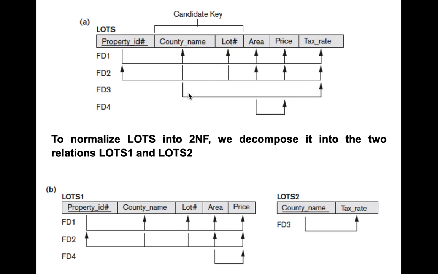Let's try to understand the third dependency. County name decides the tax rate. It's like the tax rate would be dependent on the county. Like for Kerala, we'll be having a particular tax percentage. For Tamil Nadu, we'll be having another particular tax percentage, and so on. And area decides price.